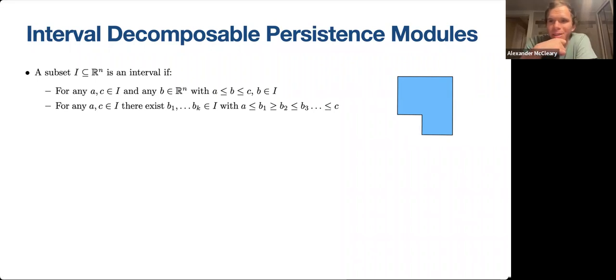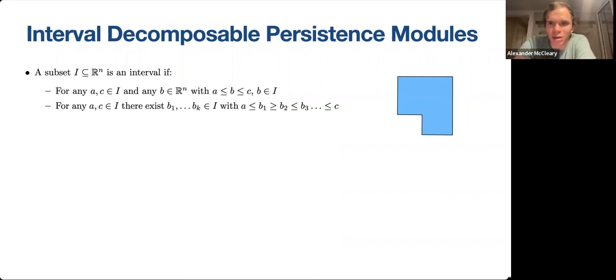So let's try to define what these building blocks should be. We're going to say a subset of R^n is an interval if we have these two conditions here. This first condition can be thought of as sort of the usual interval condition in the reals. If we have any 2 points in our interval, then we need to have every point in between those 2 points also in our interval.